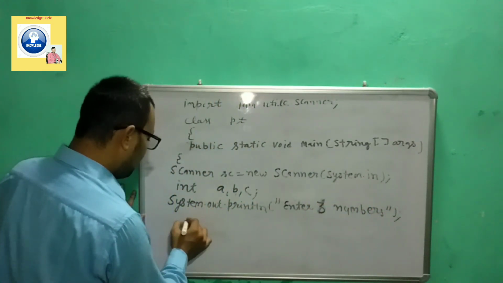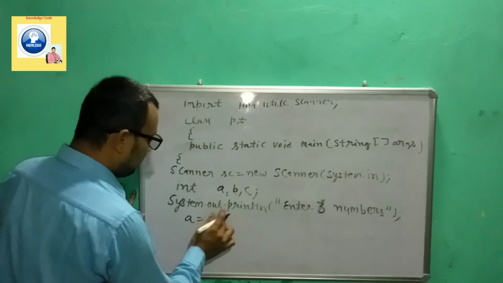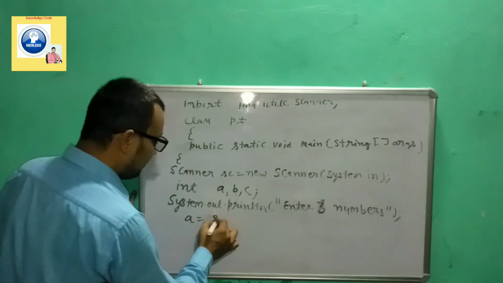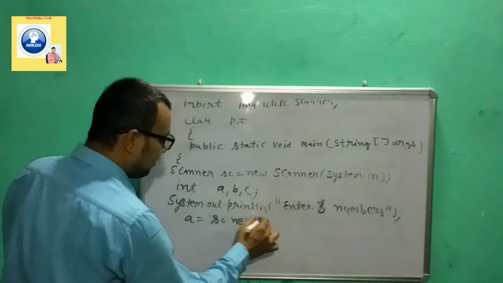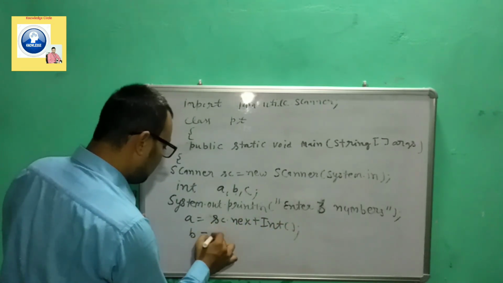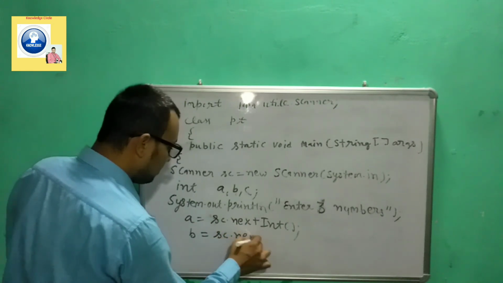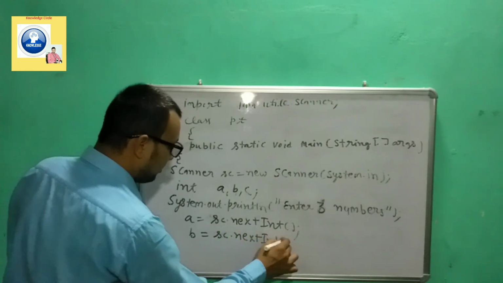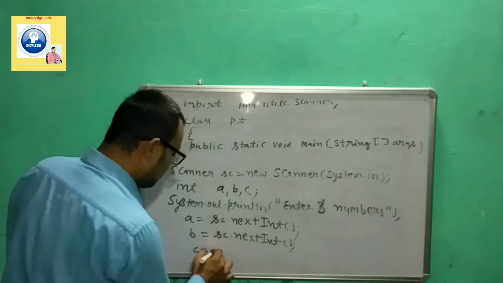So what will we write here? a equal to sc.nextInt. We will write the same thing for the other variables to store the next numbers, nextInt. Okay, we got all the three numbers here.